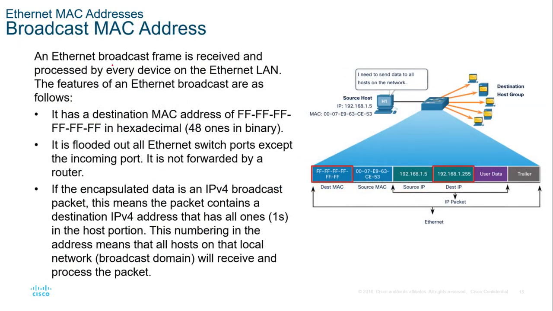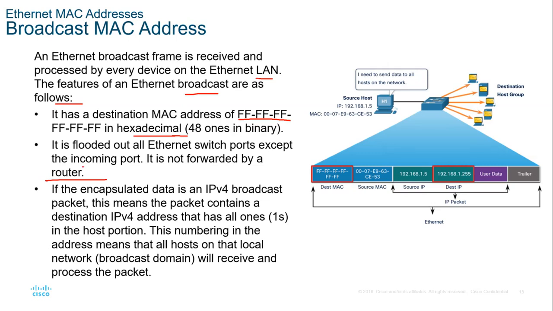Broadcast MAC address: an Ethernet broadcast frame is received and processed by every device on an Ethernet LAN. The features of the Ethernet broadcast are as follows. It has the destination MAC address of the entire network. It's FFFF in hexadecimal, in other words, all 48 bits are ones in binary. It is flooded out all the Ethernet switch ports except the incoming port. It is not forwarded by the router. So a router cannot forward a broadcast message.